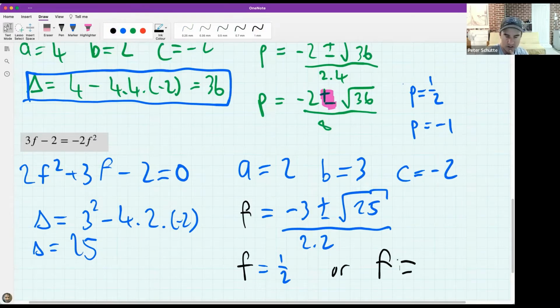So one of the answers is F is a half. And then what's the other one going to be? It's going to be -3 minus 5 divided by 4. And I get -2.